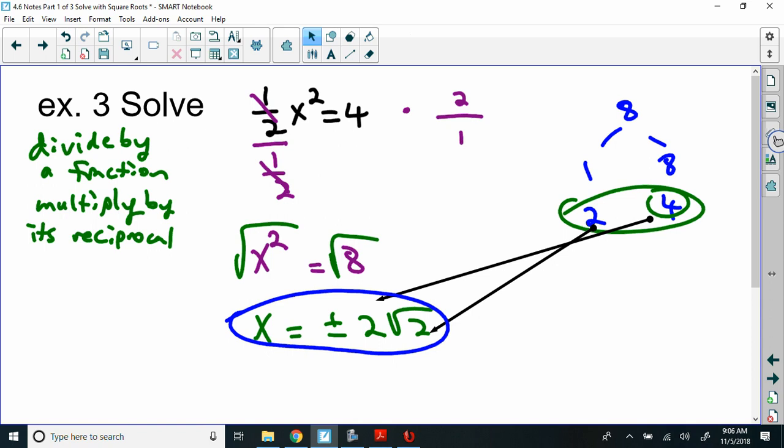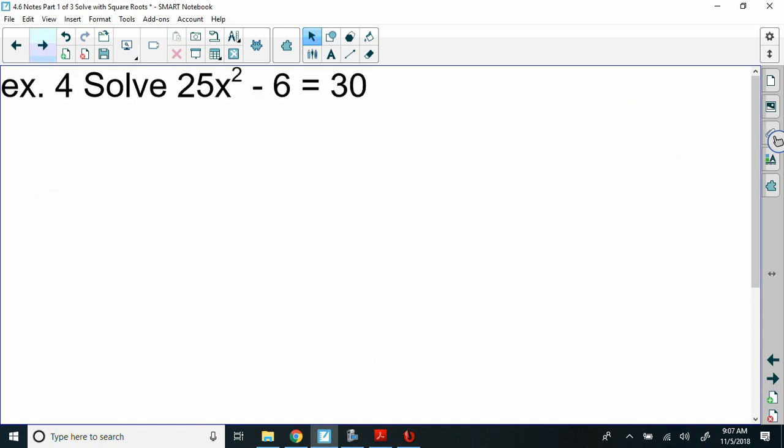X equals plus or minus 2 rad 2. How do we feel about that, all right? Pretty good? Questions? Comments? Well, it's not going to get that much more difficult. We got a total of 6 examples to get to, and let's look at the next one.